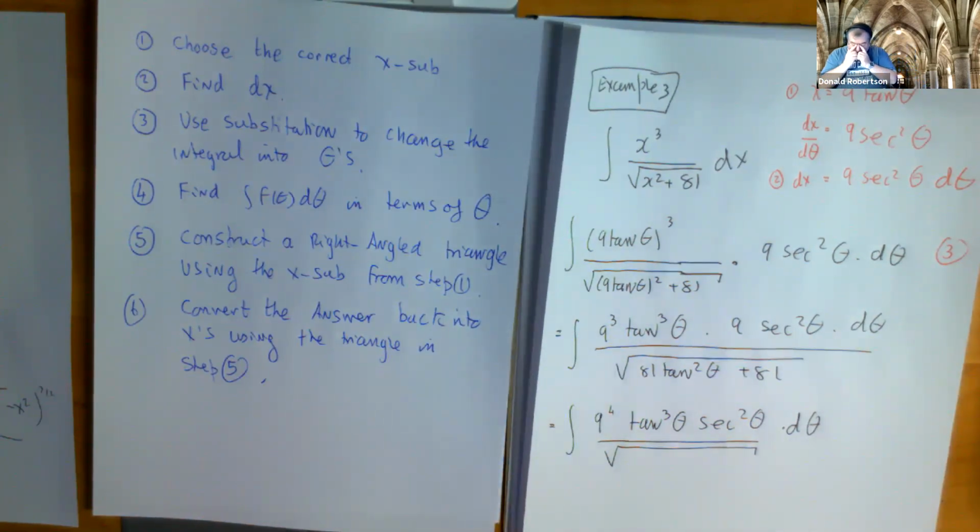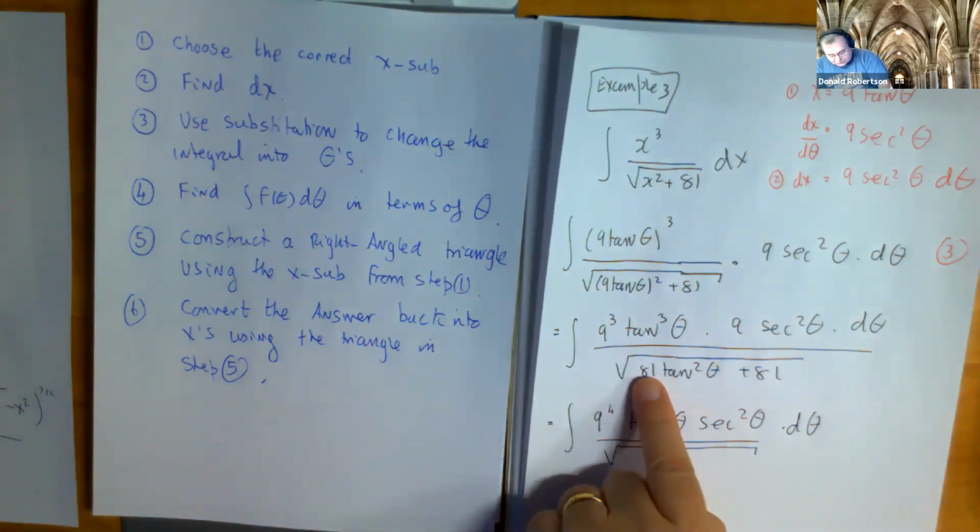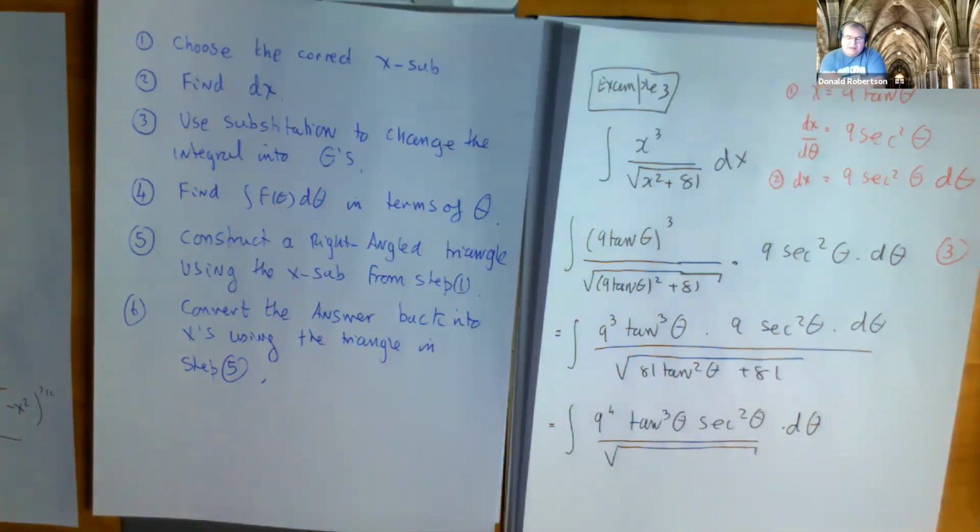Okay. There's always going to be a step like this. Do you see this ugly mess here? This ugly mess can become less of an ugly mess. What can 81 tan squared theta plus 81 become?